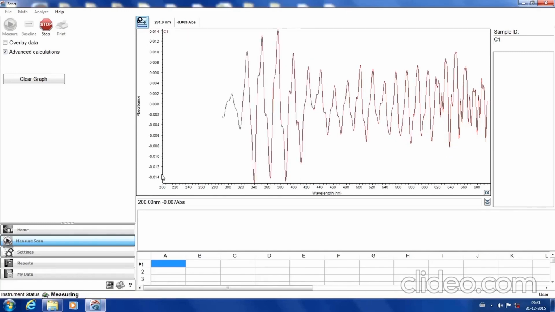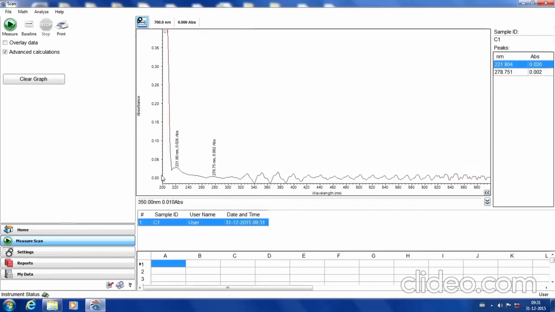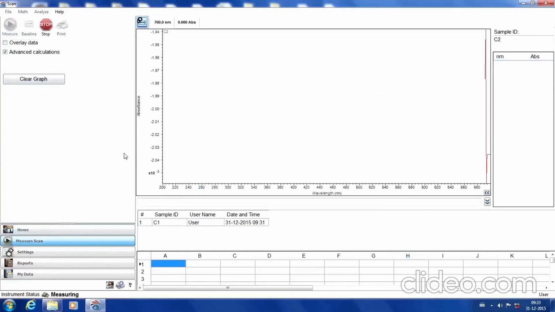Then we will add further increasing concentrations of the ligand. So here we can see around 400 we are not getting any significant dip in the peak, so we will add another concentration in the same way as I have shown. So now I have added 2.5 microliter more of the ligand, and we will take the spectrum with the next concentration as C2.